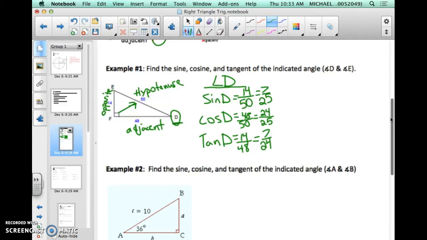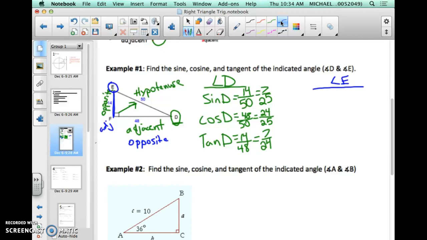Now I'm going to ask you to find the trig ratios of angle E, and I'm going to help you label the triangle appropriately. Going to angle E, I need to change my opposite and my adjacent. The opposite side of angle E is the bottom piece, the furthest one away that's not touching angle E. The hypotenuse never changes, but the adjacent side is now this piece right here that's touching angle E. So they've switched locations because we switched angles.